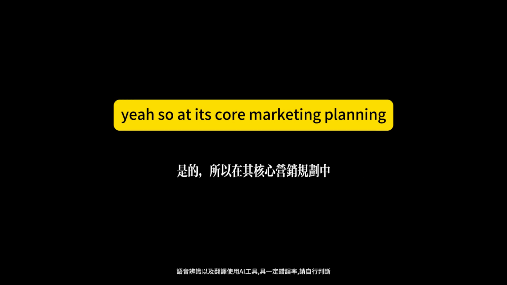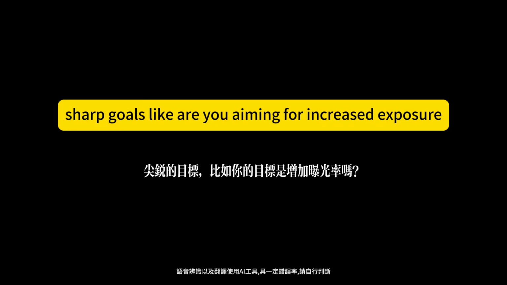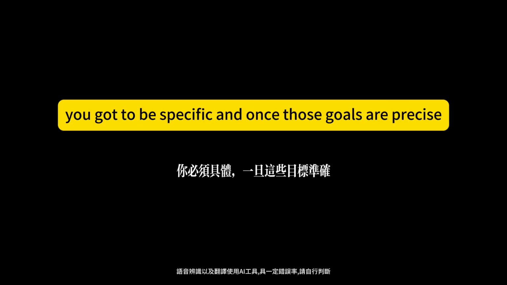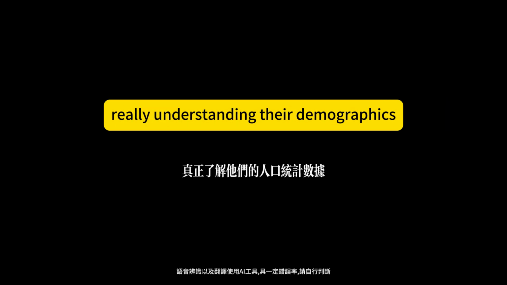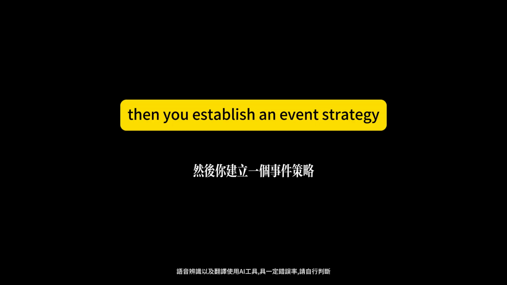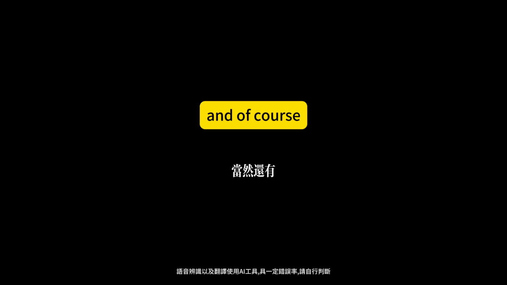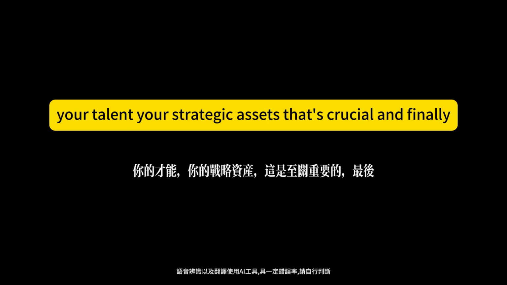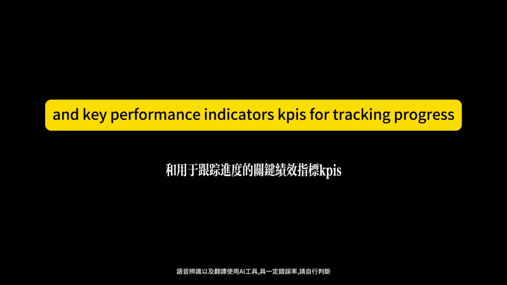Okay, yeah. So at its core, marketing planning really demands defining razor-sharp goals. Are you aiming for increased exposure, or maybe boosting click-through rates, or are you trying to directly drive sales figures? You've got to be specific. And once those goals are precise, then you identify your target market, really understanding their demographics, their interests, their behaviors. Then you establish an event strategy. Is it advertising, public relations, maybe sales promotions? And of course, managing your budget and resources, your money, your talent, your strategic assets, that's crucial. And finally, you need a precise timeline with milestones and key performance indicators, KPIs, for tracking progress.